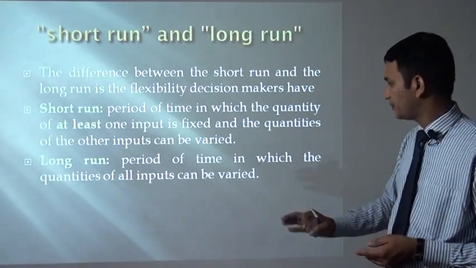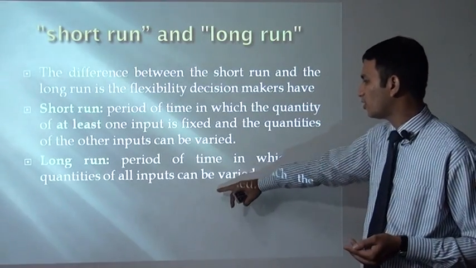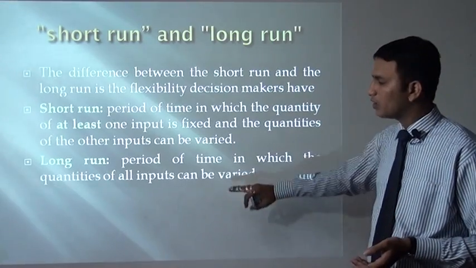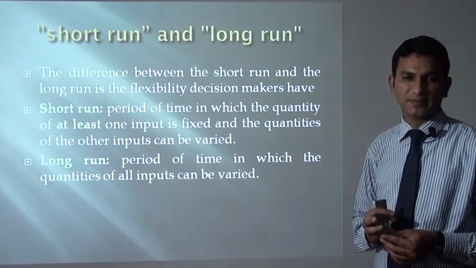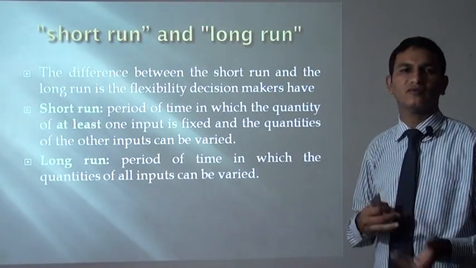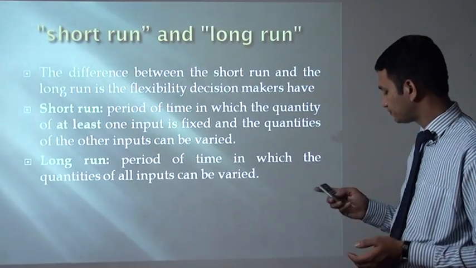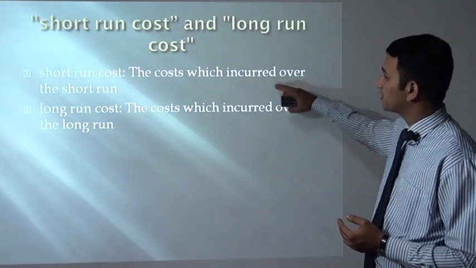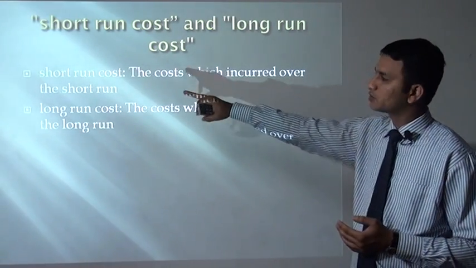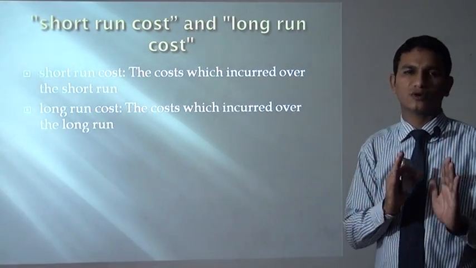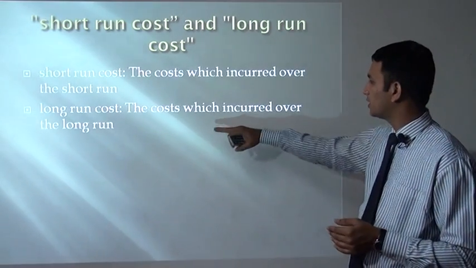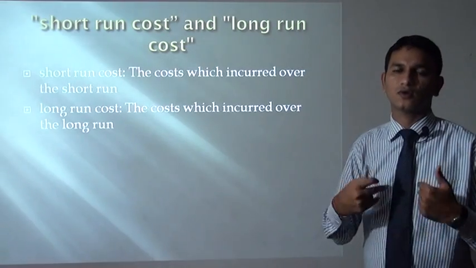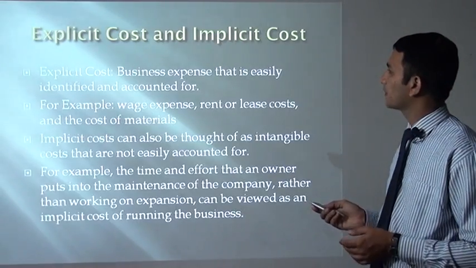In the long run, it is a period of time in which the quantity of all inputs can be varied. So in the long run, all inputs, for example land, labor, capital, entrepreneur, can vary from each other. Short run cost is the cost incurred over a short run, which means only for the short run. Long run cost is the cost incurred over a long period of time.